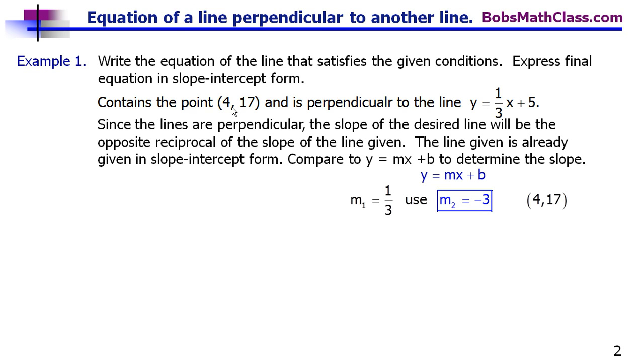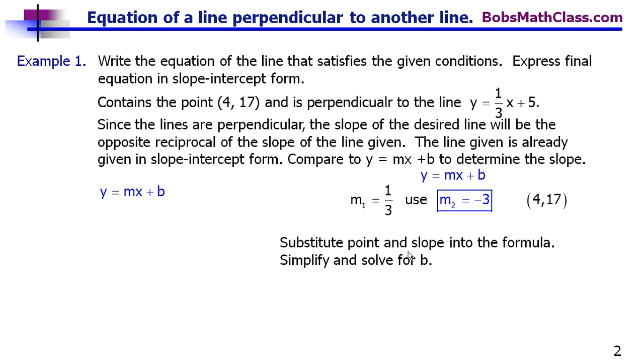The point, we're going to use the same point, (4, 17). So we can go right to y equals mx plus b so we can find out what b is, because we have our slope. We're not going to use 1/3. We're going to use -3 because we have to flip it and switch it whenever it says perpendicular. Okay, so y is 17, m is -3, x is 4. We're going to substitute the point and slope into the formula.